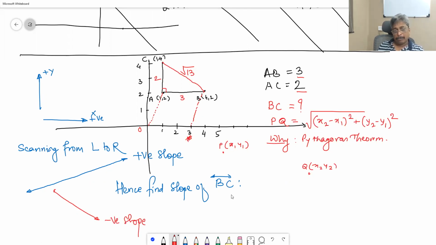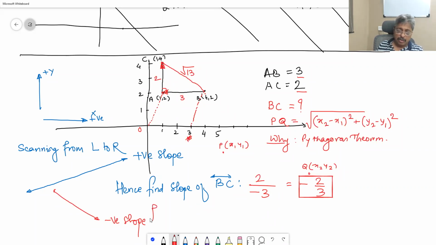Now if you refer to this diagram, from B to C, if you are going, then it is a positive y direction. Correct. So maybe the numerator is 2, positive y direction. However, from B to C the x direction is opposite, so the distance traveled is -3, and hence the slope is -2/3. Very important.